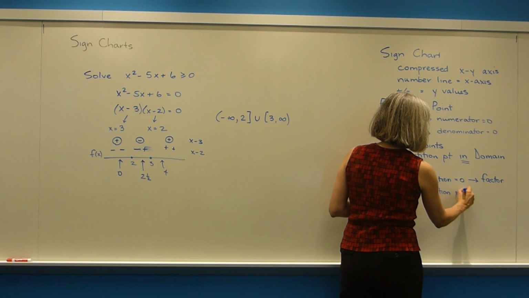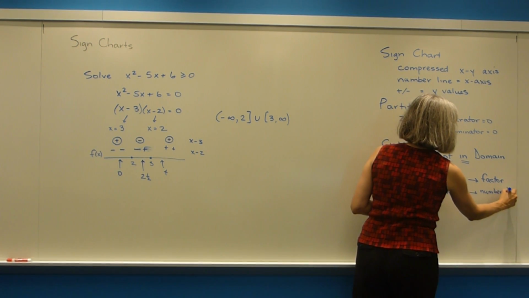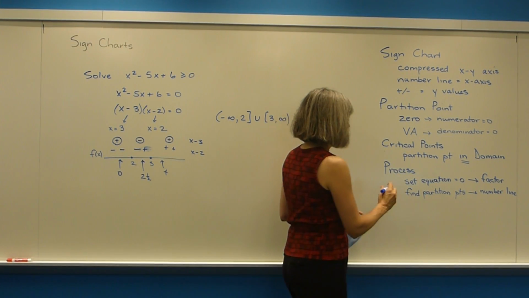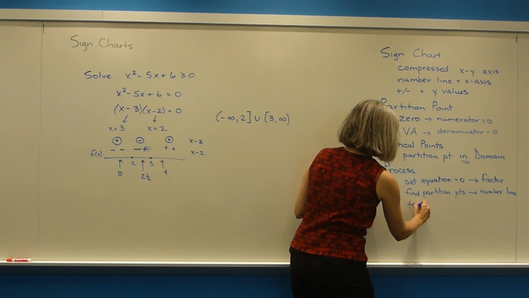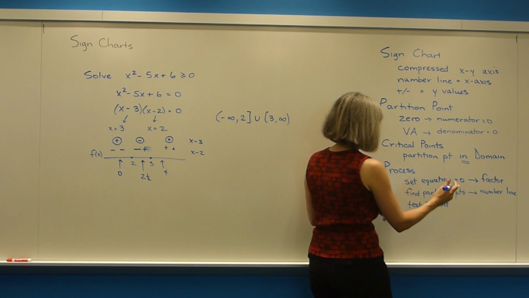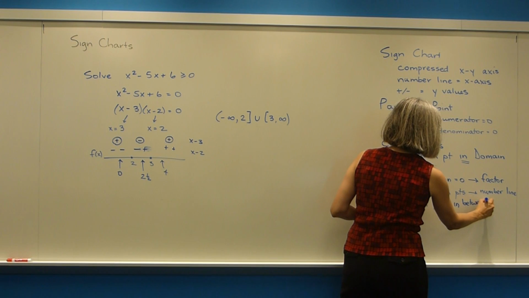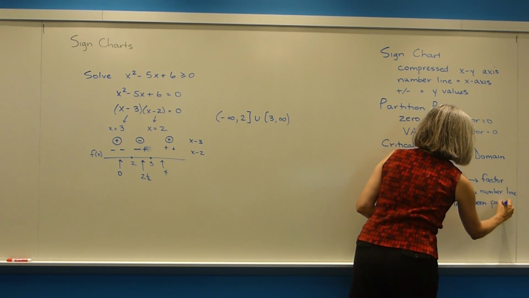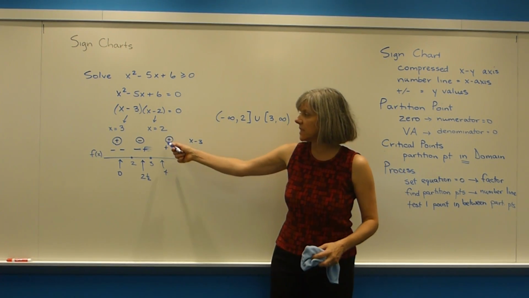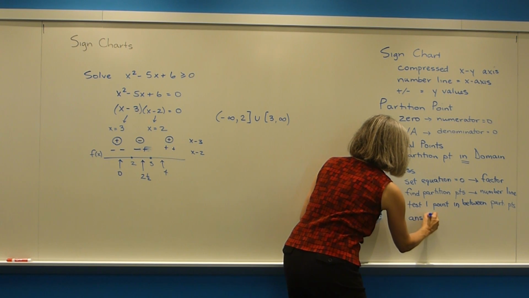And we're going to put those on the number line. Not just the critical values, but any partition point. That's any place where the function may change sign. Now we'll test one point in each interval between partition points. And then we'll have something that looks like this. And then it's important to remember to actually answer the question. So I'm going to write that out, answer the question.